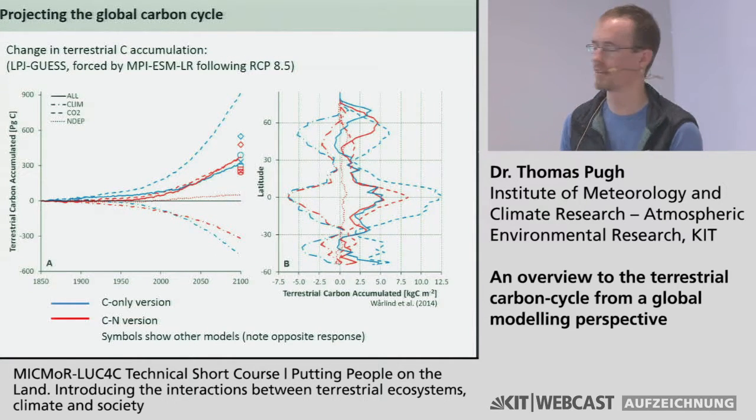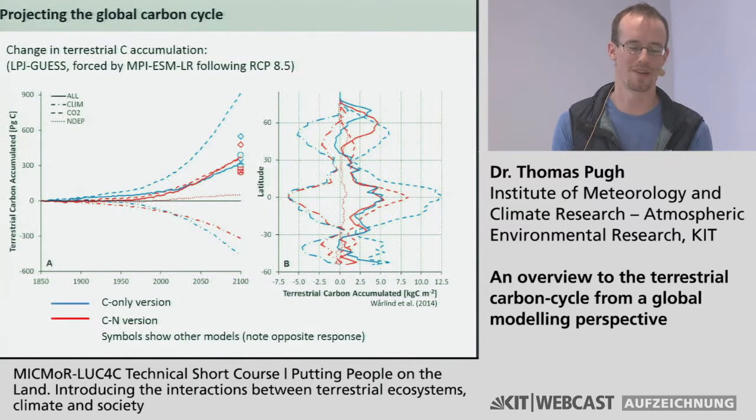All right, so that's my whiz-quick run-through of some of the key processes. I want to just try and bring that all together and talk a little bit about what the projections of the global carbon cycle actually look like. So, as always, I'll start with LPJ-GUESS, but I will mention a couple of other models just to be a little bit more even-handed.